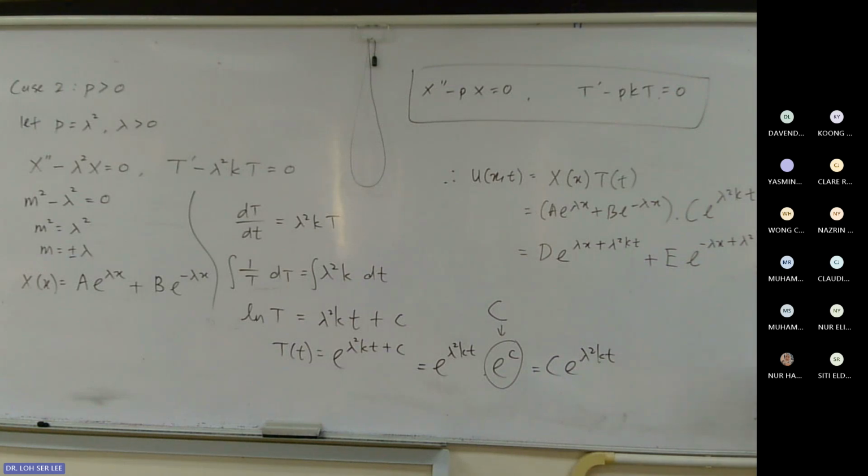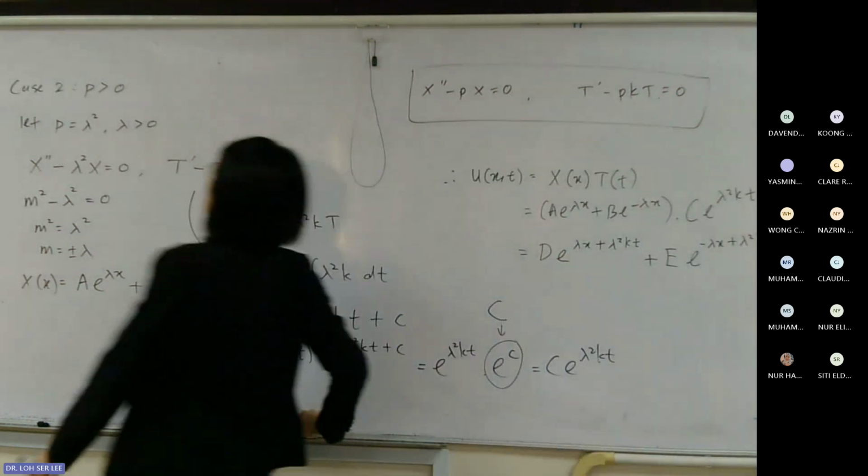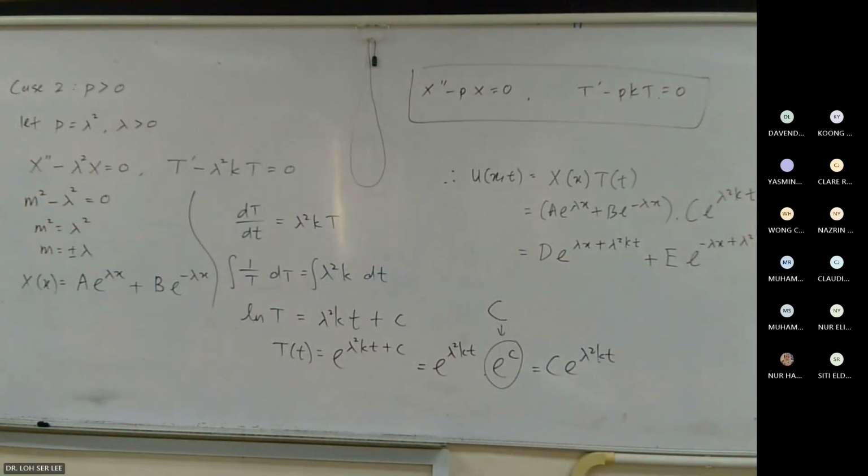Any questions so far? If you understand this one, later it will be clear. You will be clear with the additional given initial value and boundary conditions. This is just a general solution, the general one. Any questions?